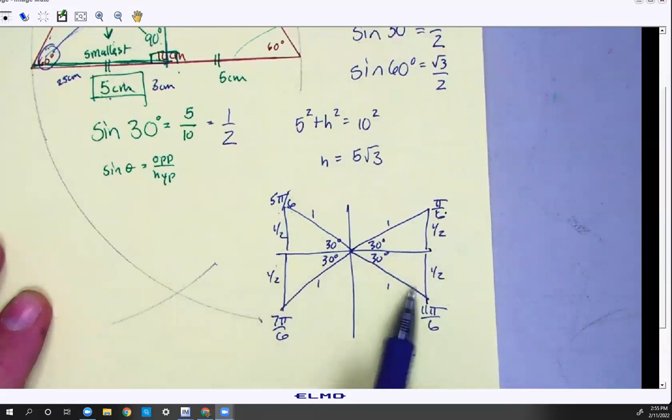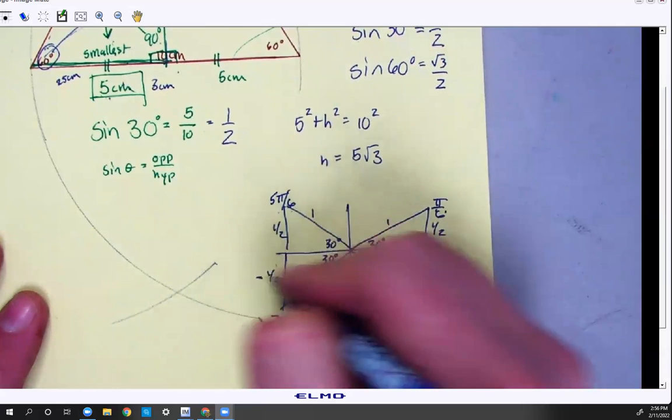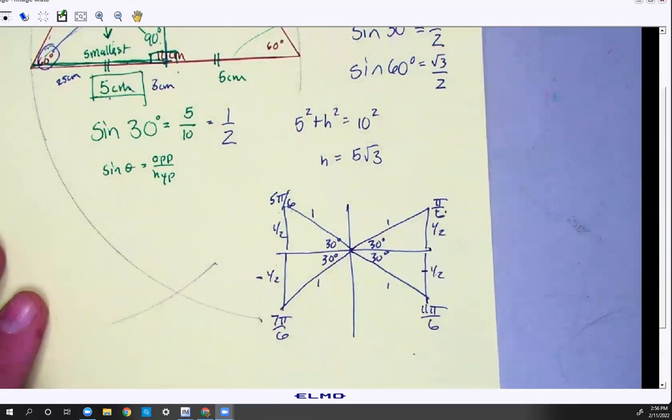The only problem is these two halves are going down. So we should probably put negatives. So the sine of 7 pi over 6 is not quite a half. It's actually negative a half. Just a little extra detail to add in there.